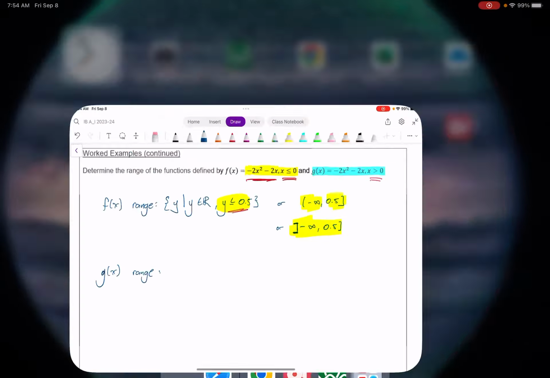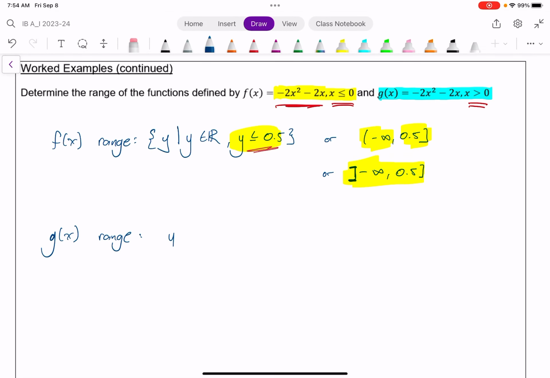So for the range, y is less than 0, not less than or equal to. Now again, I could do all this other stuff right here, and I'm not opposed to it, but I'm feeling lazy, so I'm not going to.